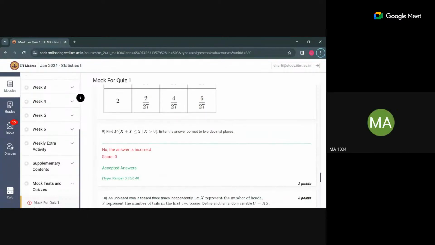Let's go for question number 9, where we have to calculate the probability that x plus y is less than or equal to 2, given that x is greater than 0. Fine. This one I got 0.33, but the correct answer starts with 0.35. For question number 9, yes.